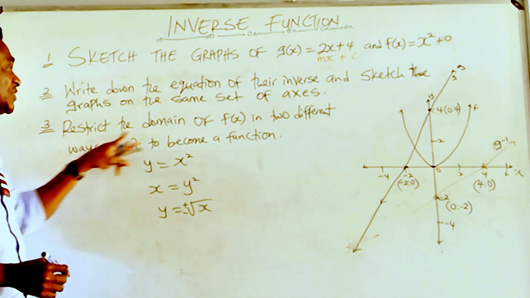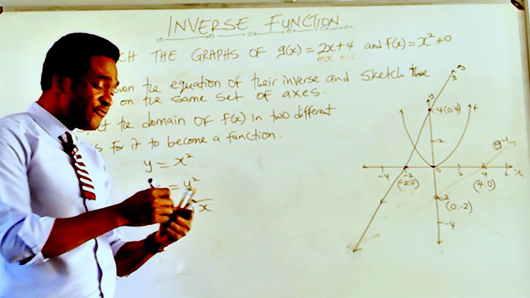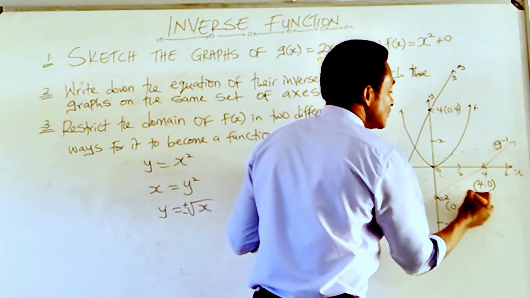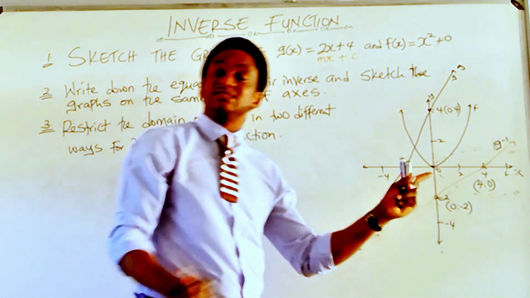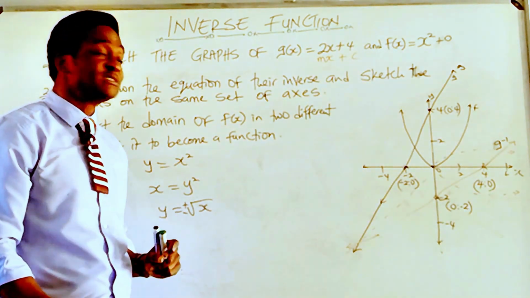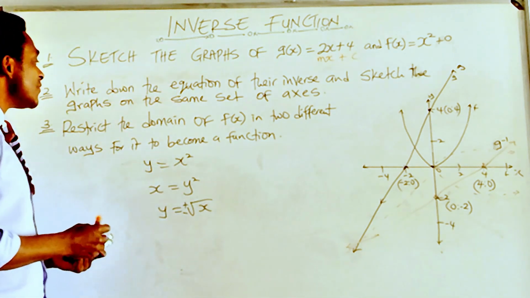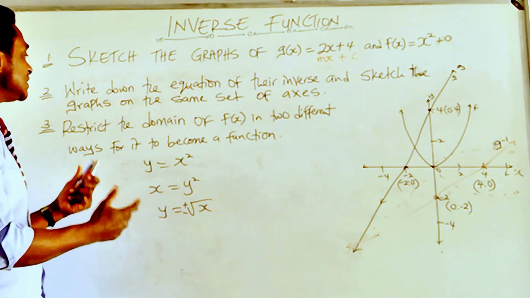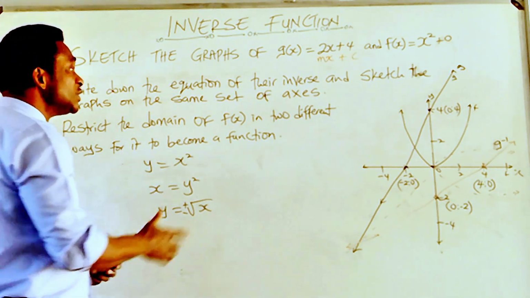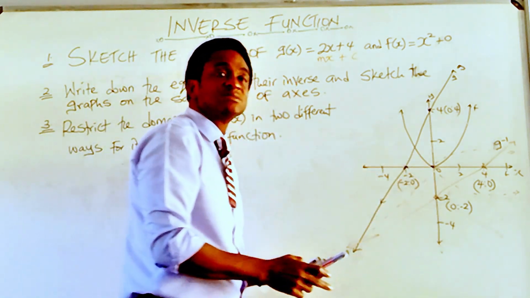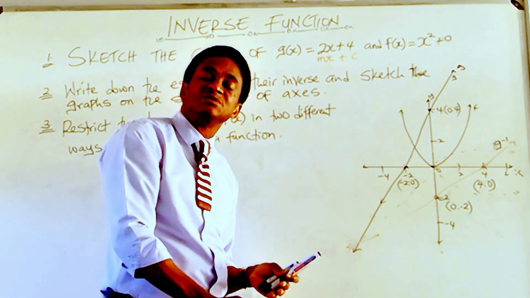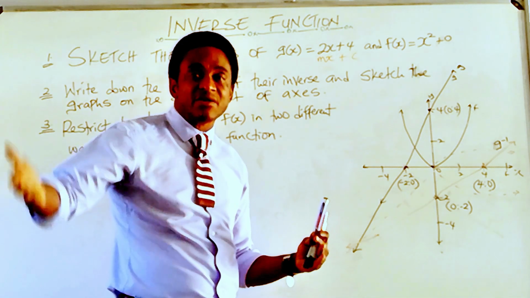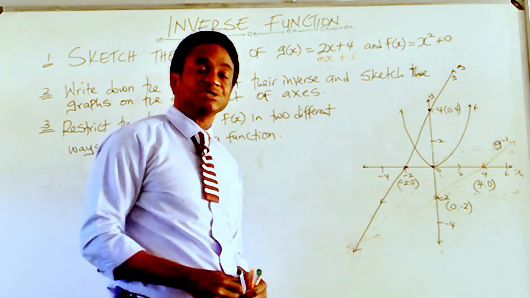Now, they say restrict the domain. How do we make it a function? Because if we sketch this graph, we will have something like this, which will not pass the vertical line test and will not be classified as a function. So what do we do? We restrict the domain of f in a way that it gives us a function. How do we restrict? We look at our turning point. From our turning point, that is where we have the symmetry. We can divide the graph into two equal parts. So we have two parts that will still generate inverses that are functions.